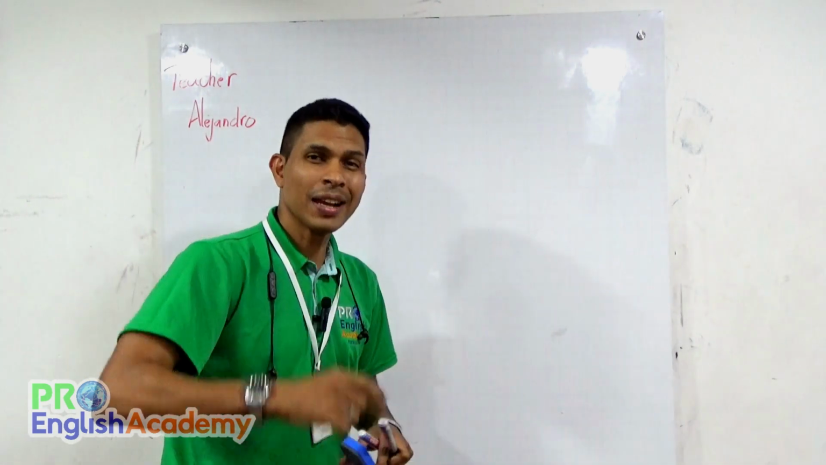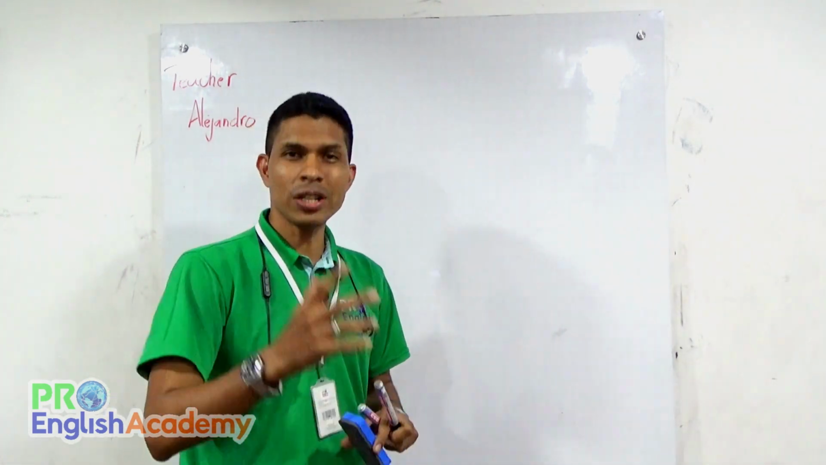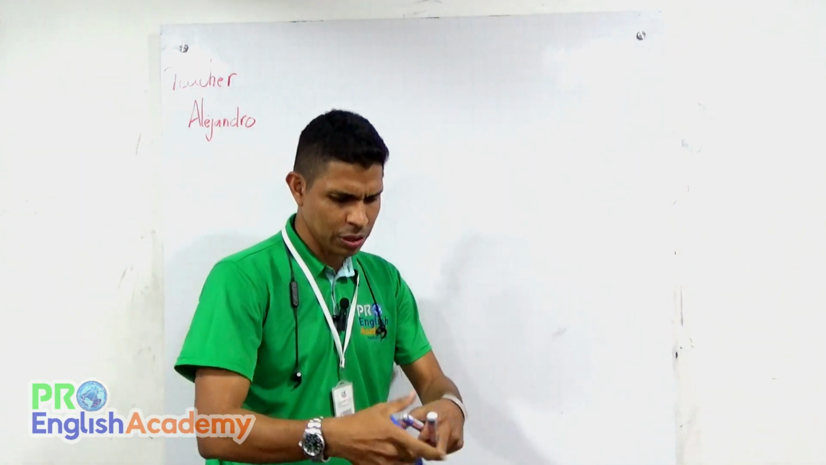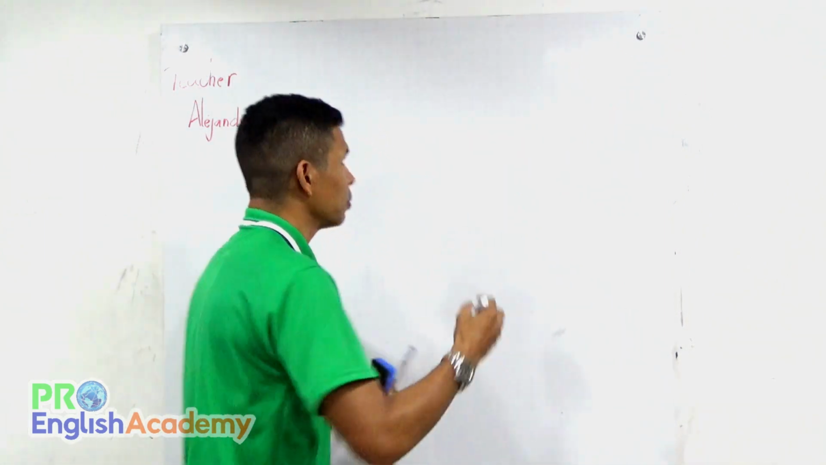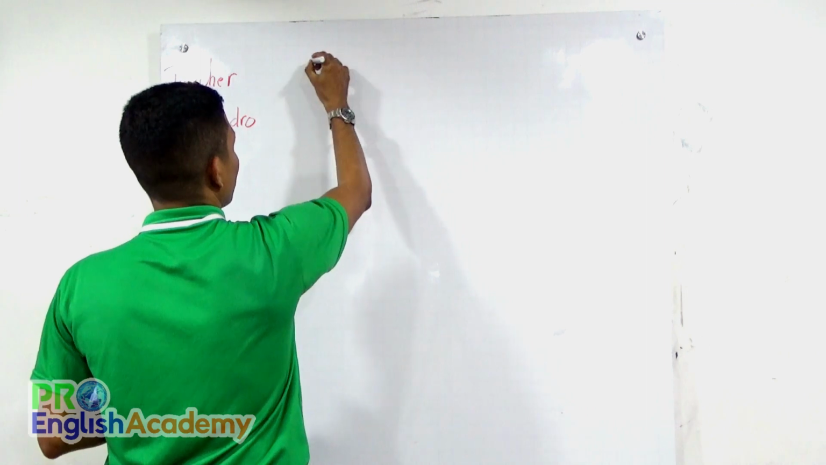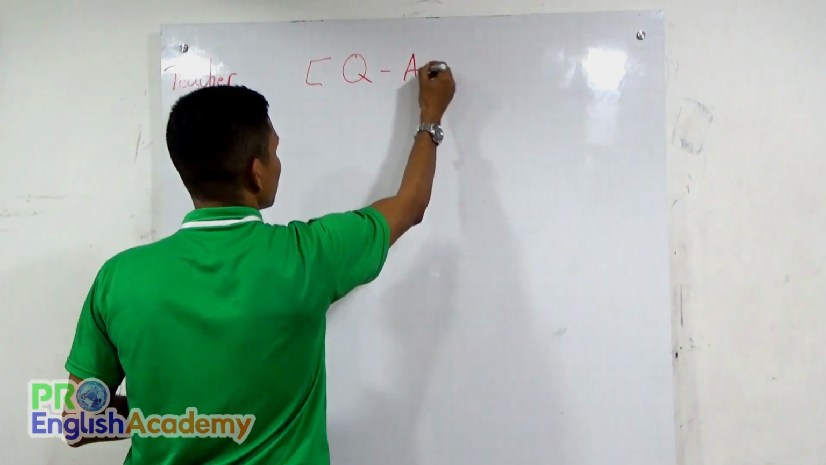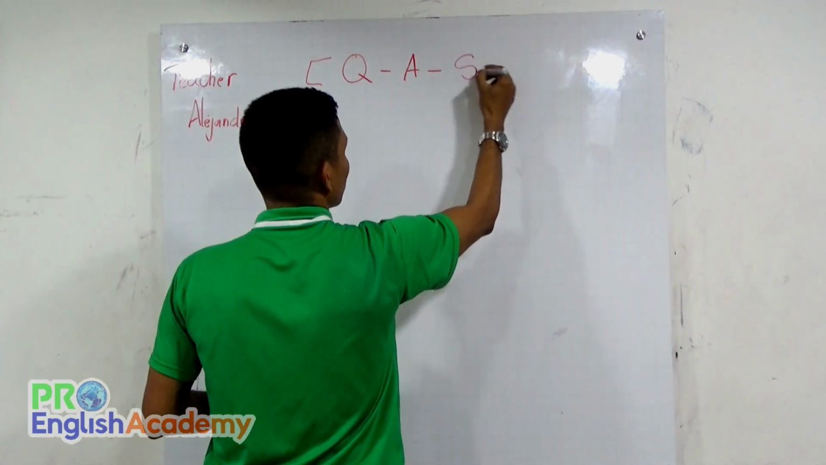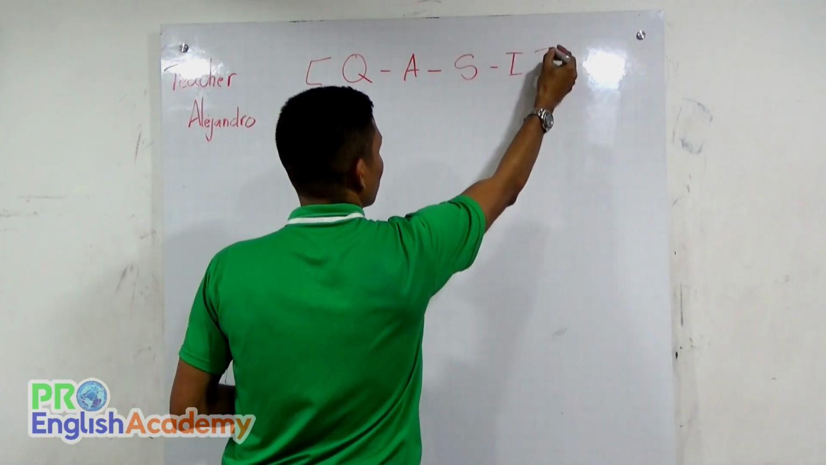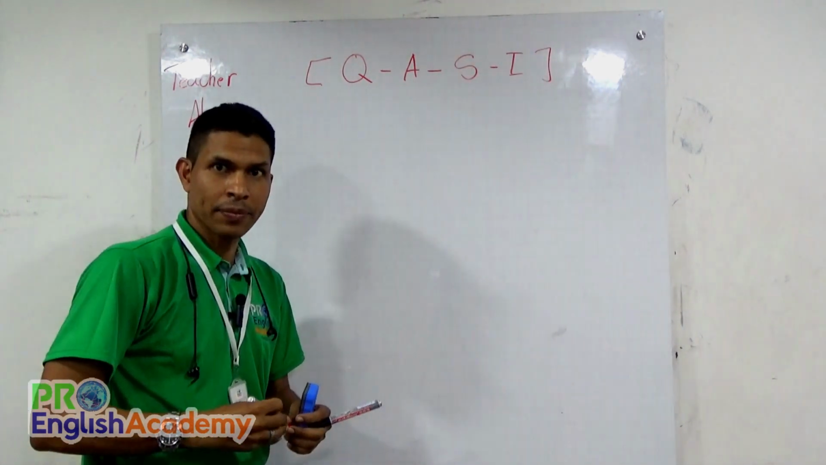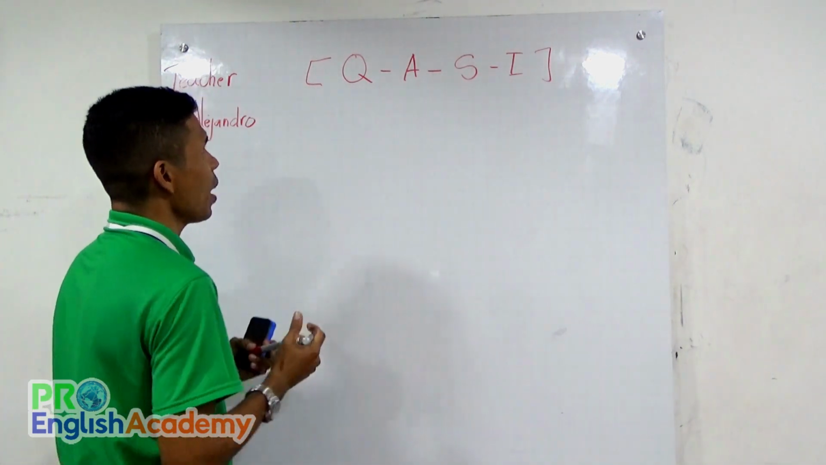Well, first, let's look at the questions in English. So, let's put here first the QuASI, right? So, let's put over here QuASI. So, what is QuASI? So then we put it like this. QuASI. Right? We got it? Okay, so what is QuASI?